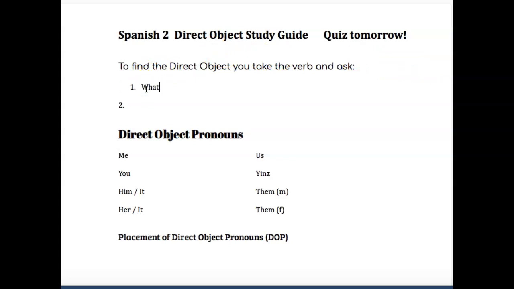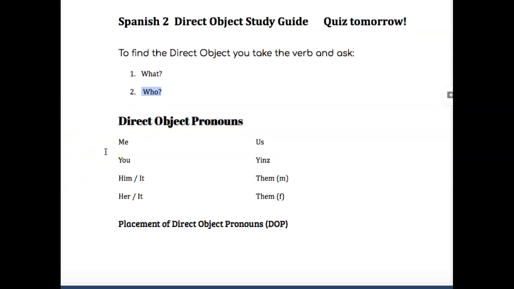Oops, sorry about that, I have my weird keyboard on. What? Or you take the verb and ask who? So that tells us that a direct object can be a thing or a person. When we learned indirect objects, they could only be people. But direct objects can be a thing or things, a person or people. So you just have to take your verb and ask these two questions. The answer to the question will be the direct object.